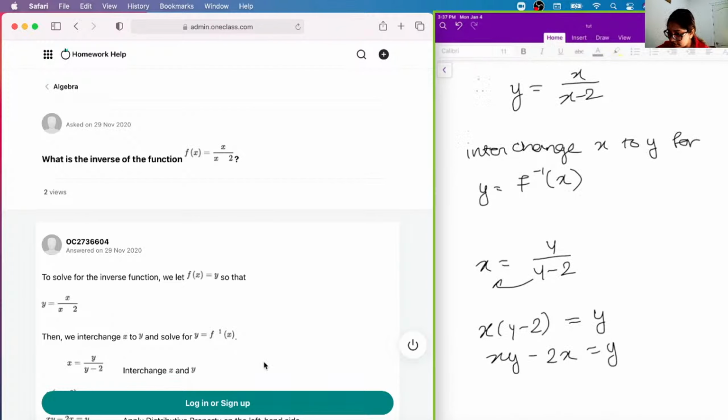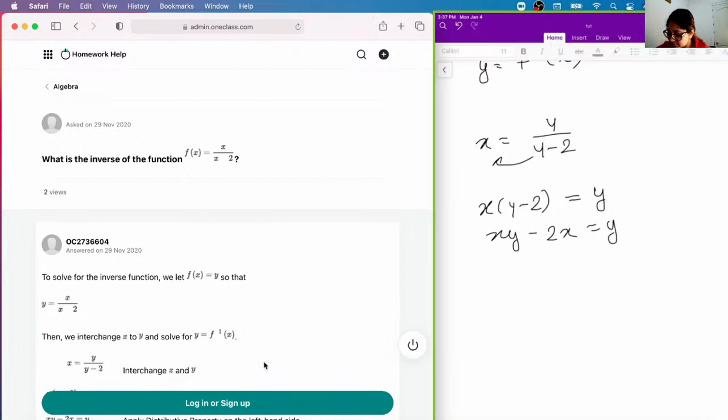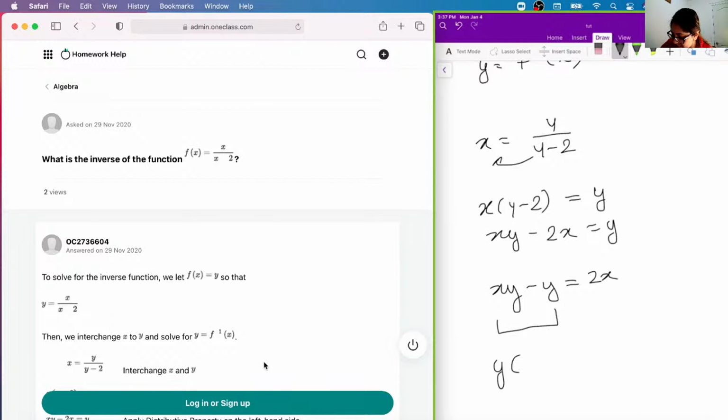So we have this. Now we're going to put the like terms, the y's, together. We're going to move the 2x to the other side, so it changes its sign, and we have xy minus y, so the y comes to this side and becomes negative, equal to 2x. Okay, and now we're going to factor out a y, since it's common between these two terms. So we have y times x minus 1 is equal to 2x.